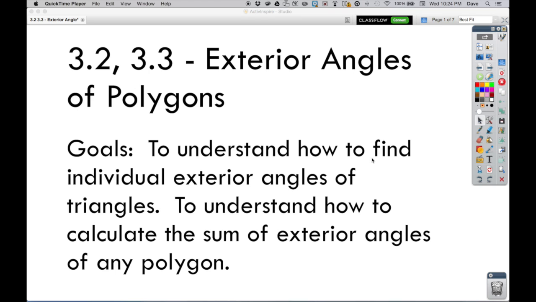One goal is to understand how to find individual exterior angles of triangles, and then we also have a second goal to understand how to calculate the sum of exterior angles for any polygon. So we're going to start off with triangles, but then we're going to move into any polygon. All right, so let's do triangles first.